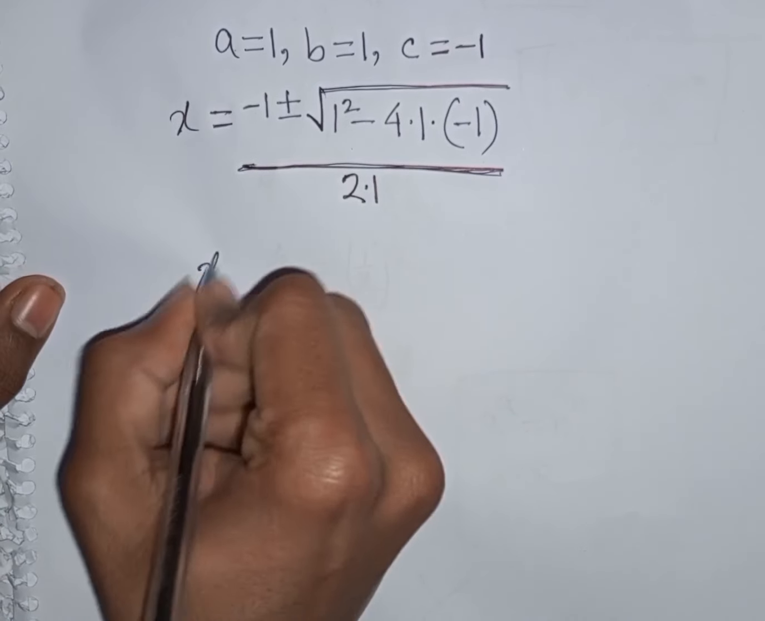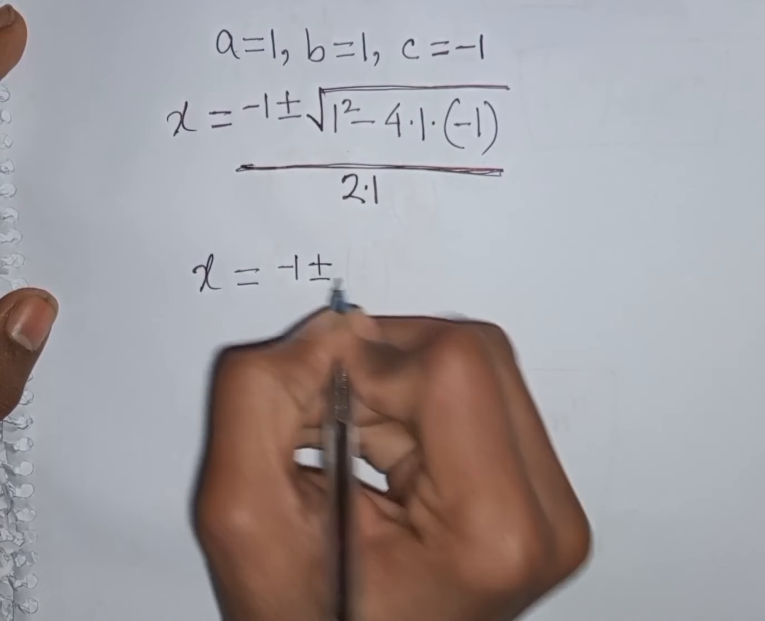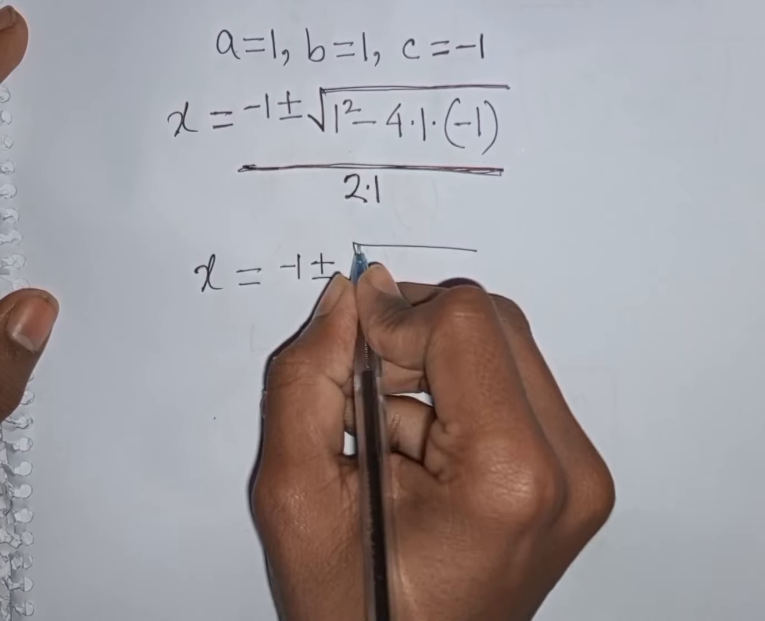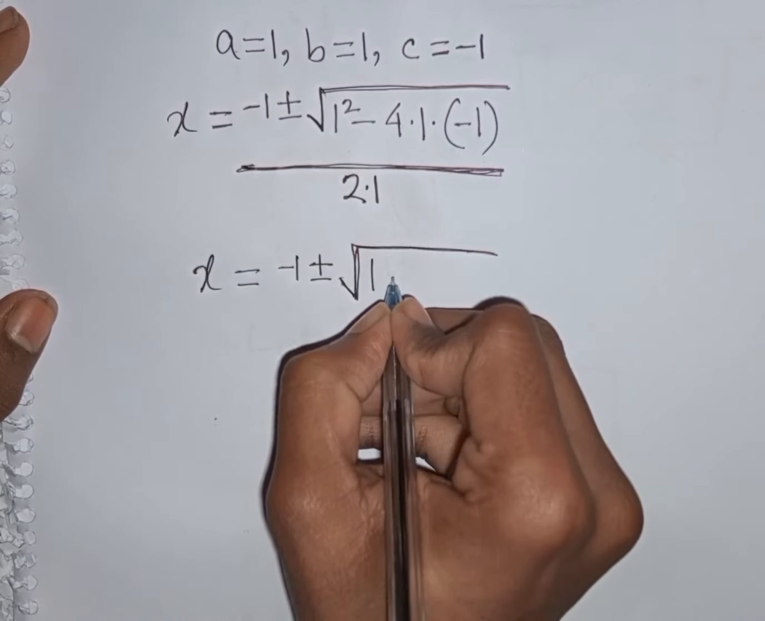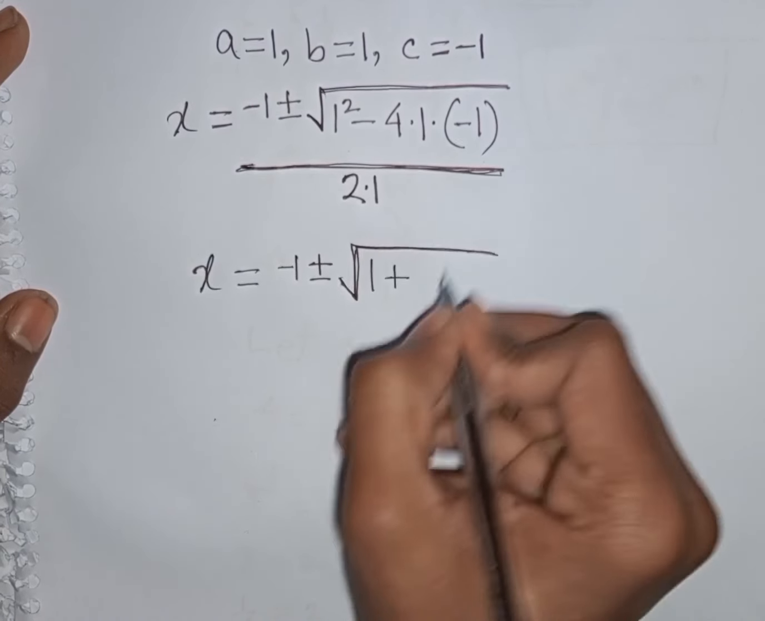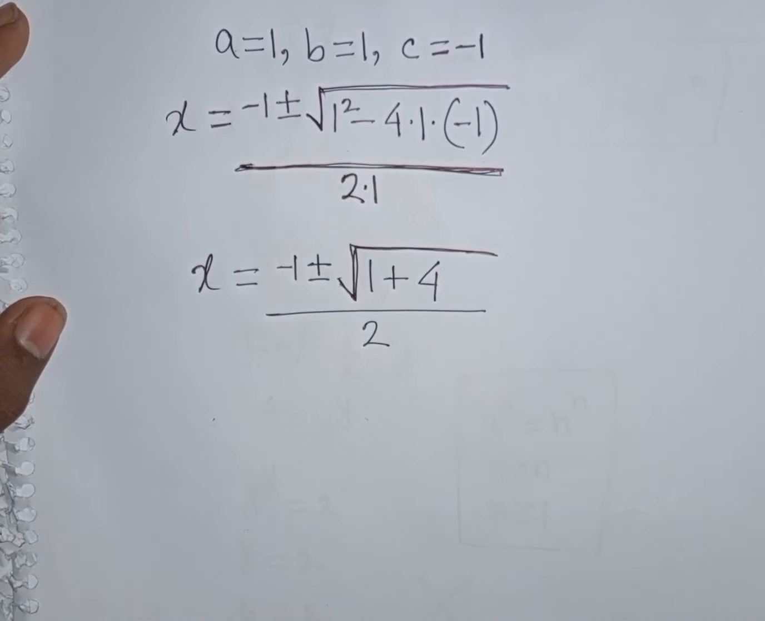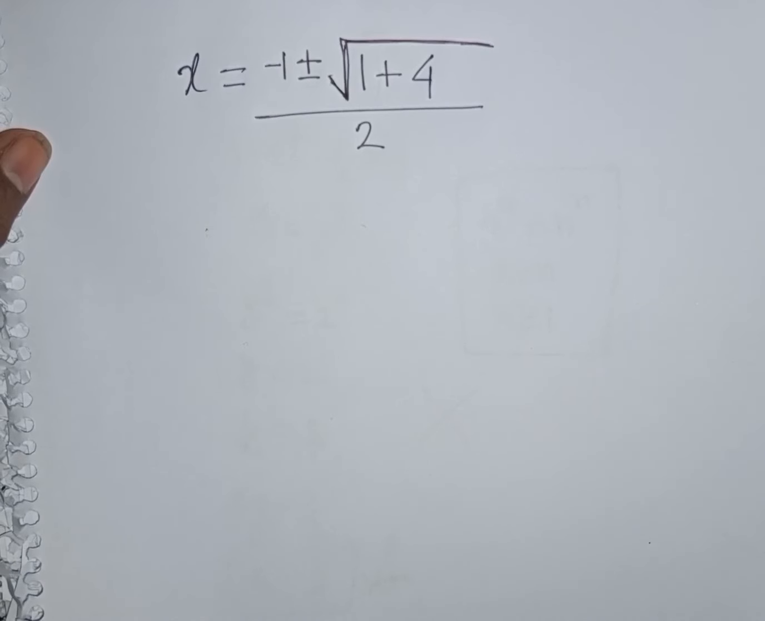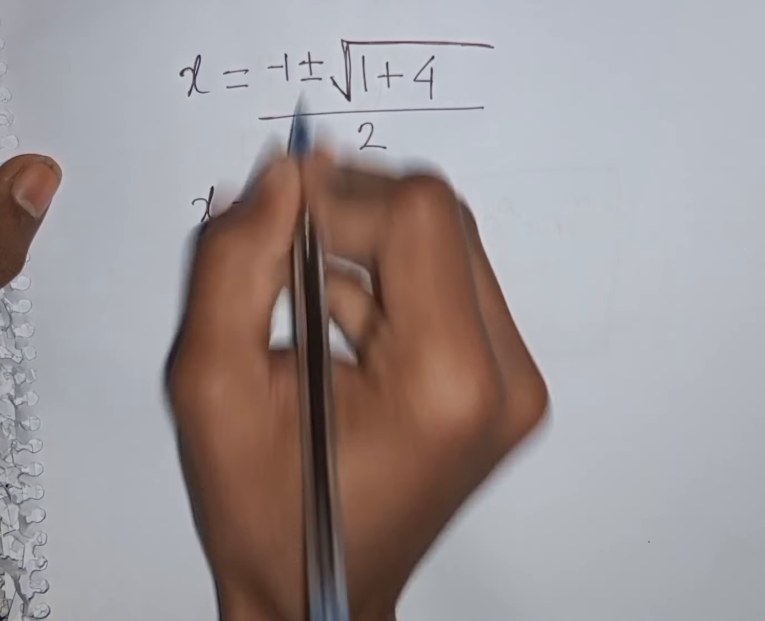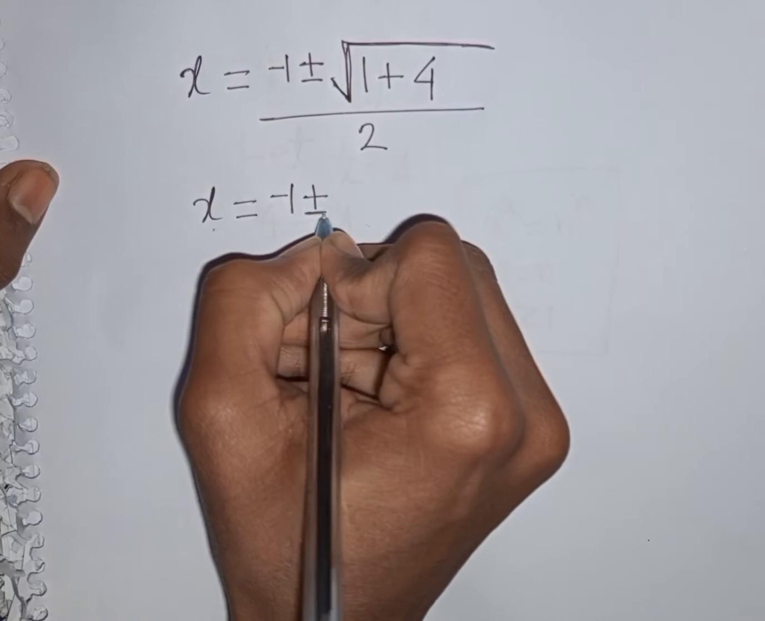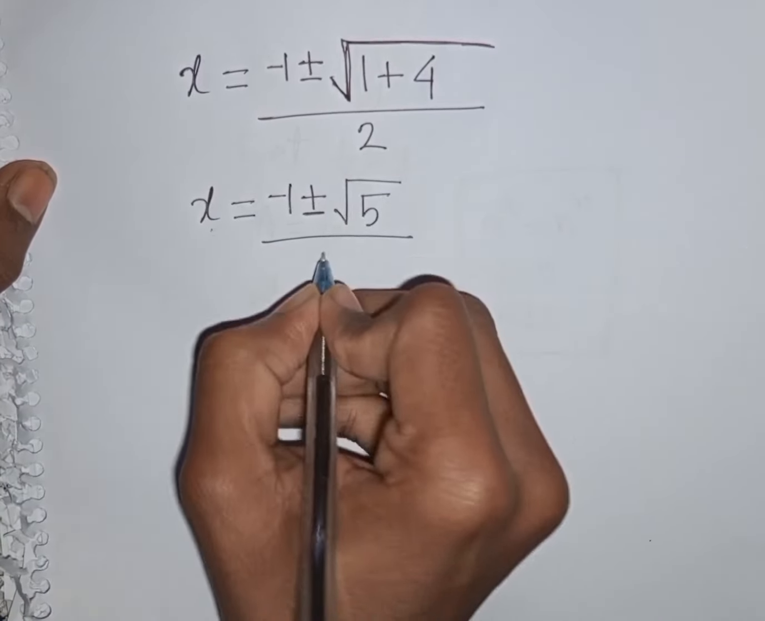Now we can write here, x is equal to minus 1 plus or minus square root of 1 squared, which is 1, then minus times minus means plus, 4 times 1 times 1, that means 4, then divided by 2 times 1, that means 2. Now we can write here, x is equal to minus 1 plus or minus square root of 1 plus 4, that means 5, then divided by 2.